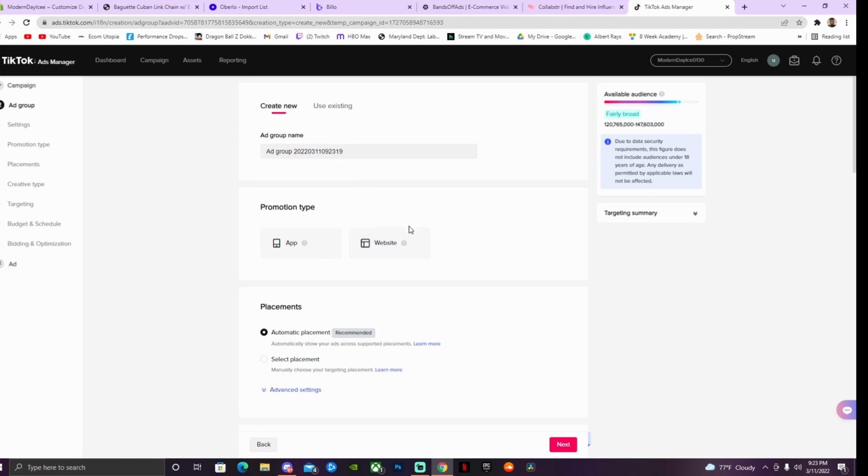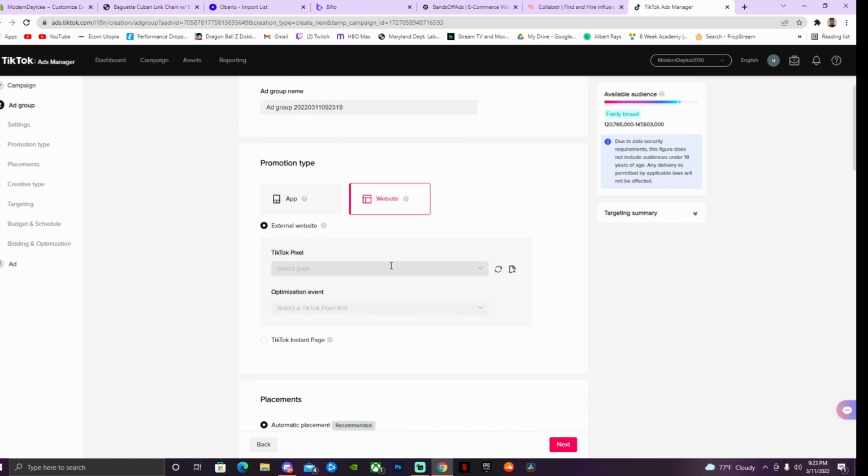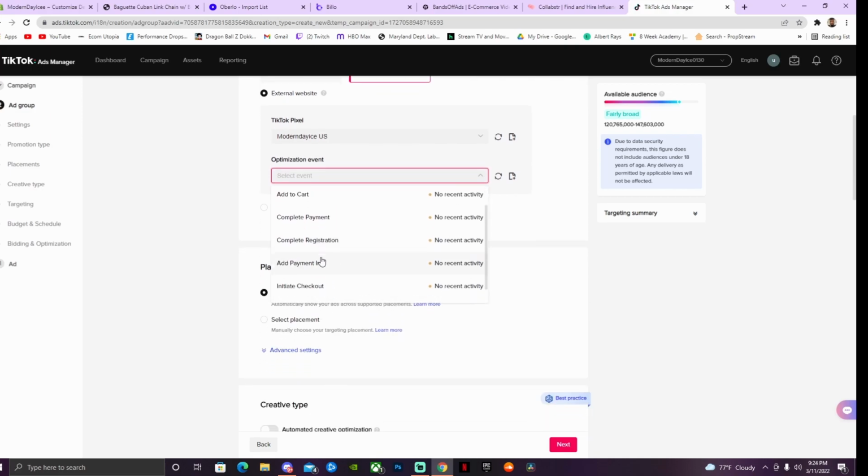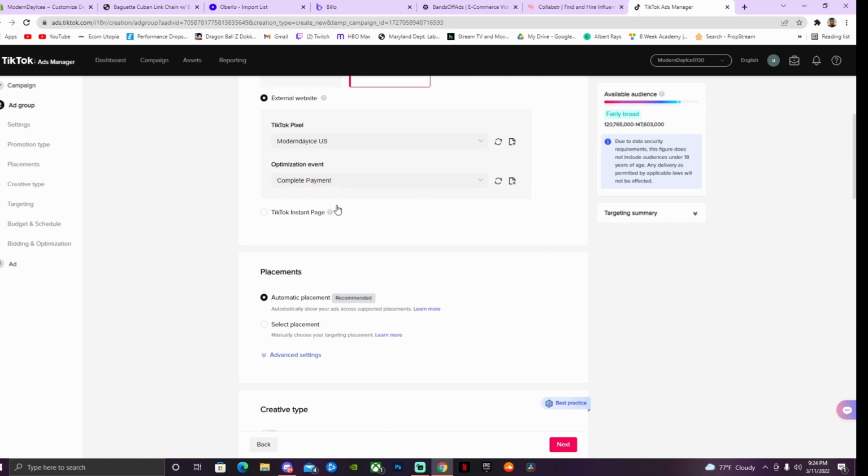But you want to have promotion type. You definitely want to have website. You want to make sure your pixel is set up. When it is set up, you would see it right here. So for instance, I'm just going to run that one. Then for optimization event, you definitely want to have complete payment. Otherwise, conversions. It's the same thing.